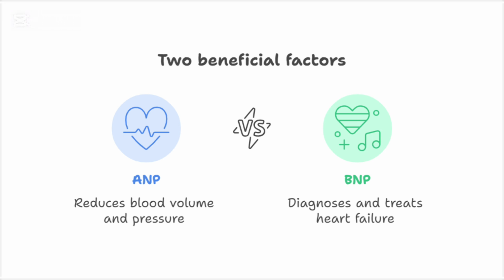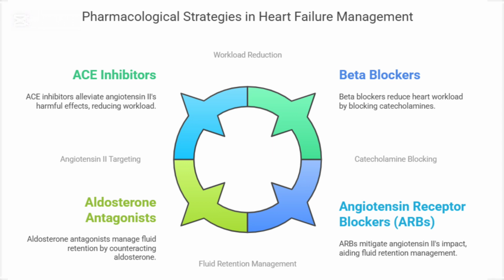So, coming to the treatment, we have to give drugs which will be against our 4 bad factors and in favor of our 2 good factors. Let's start with drugs against the 4 bad factors. First one is ACE inhibitor to reduce our bad factor angiotensin 2. Second drug is also against angiotensin 2, that is angiotensin receptor blockers.